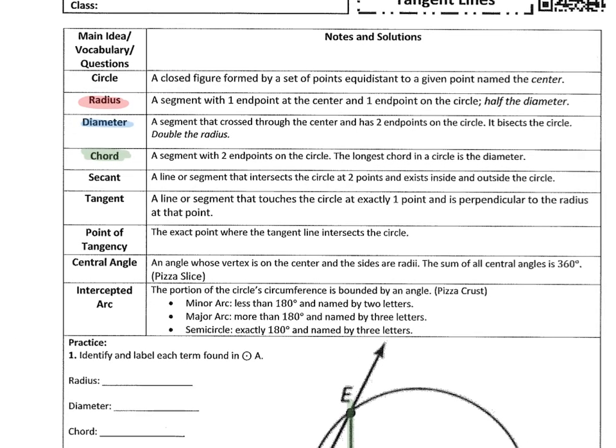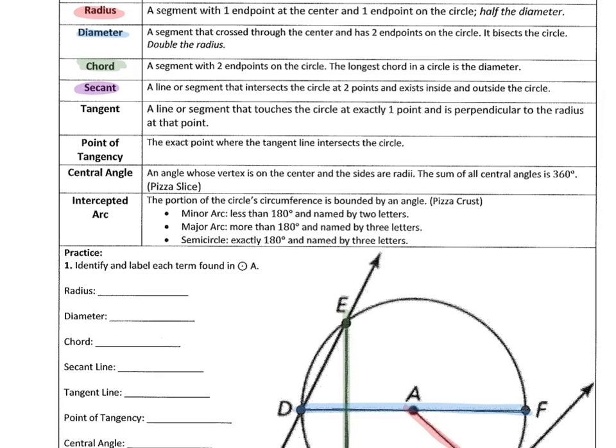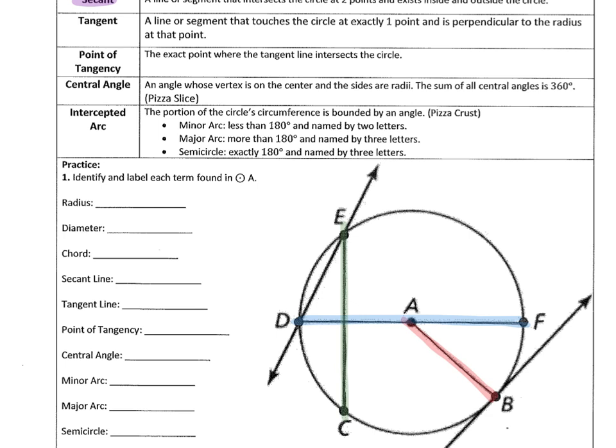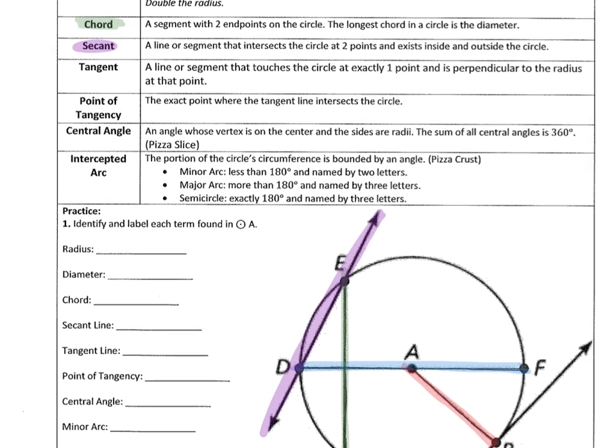The next vocabulary word is a secant. Say the word secant. Yeah, it's a weird word to say the first time you say it. A secant is a line or a segment that intersects the circle at 2 points, but also exists inside and outside the circle. So a chord stops on the edge of the circle, but a secant line is a line that's going to extend forever and ever. So it's extending away. That is my secant. It has 2 points on the circle.